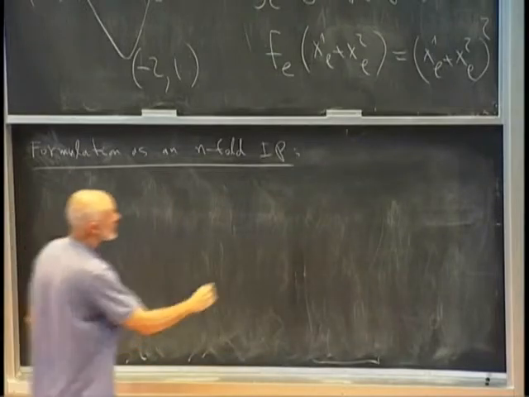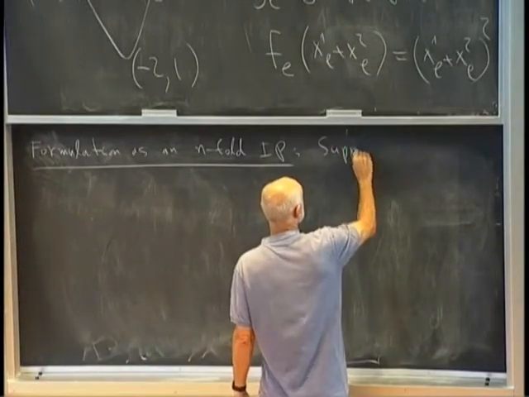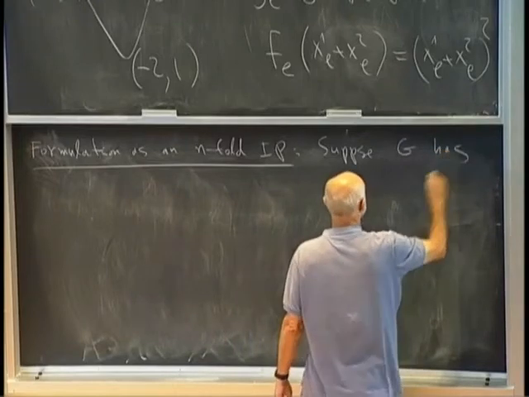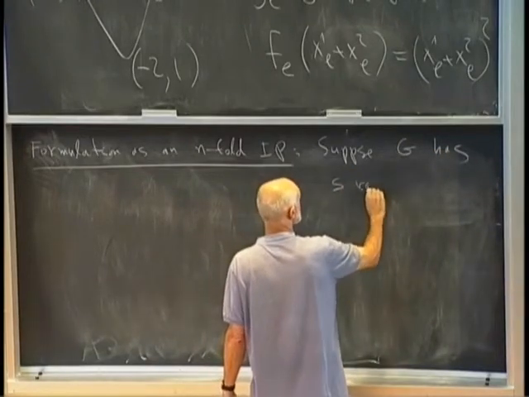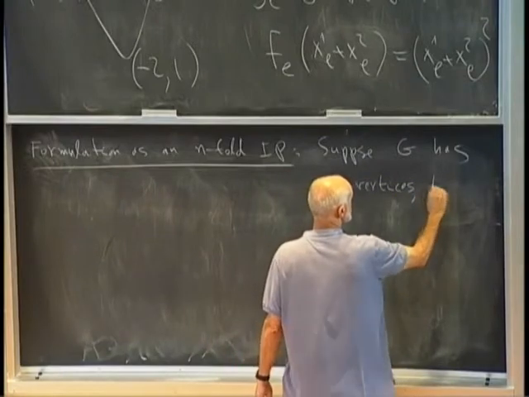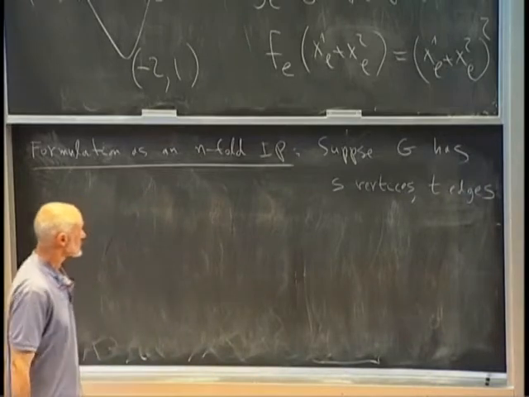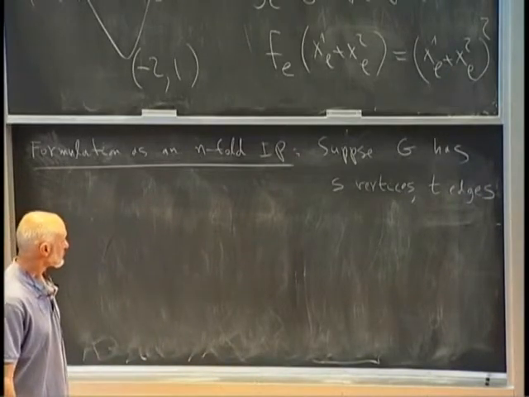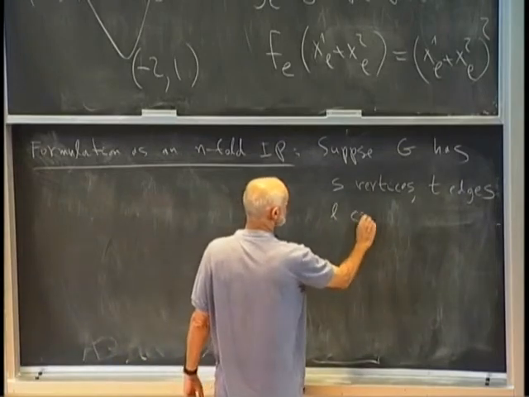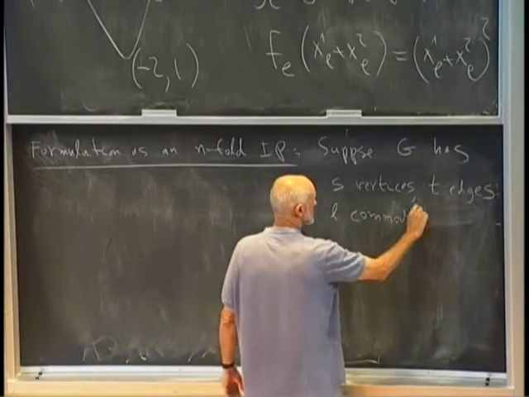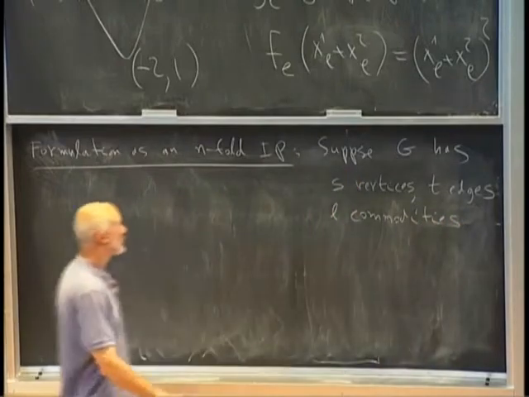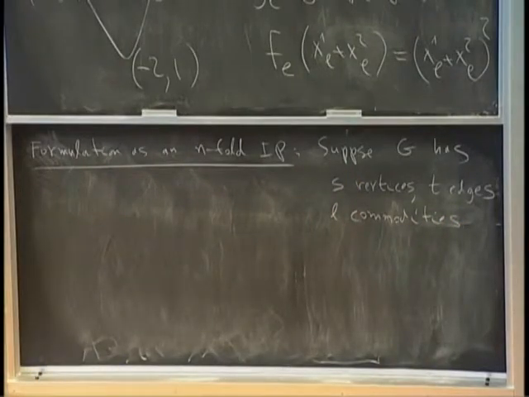So suppose a graph has S vertices, T edges, and we have L commodities now, L commodities. And some functions like this. And so we can write the program in the following way. Do I need some more information here? No, that's all I need.